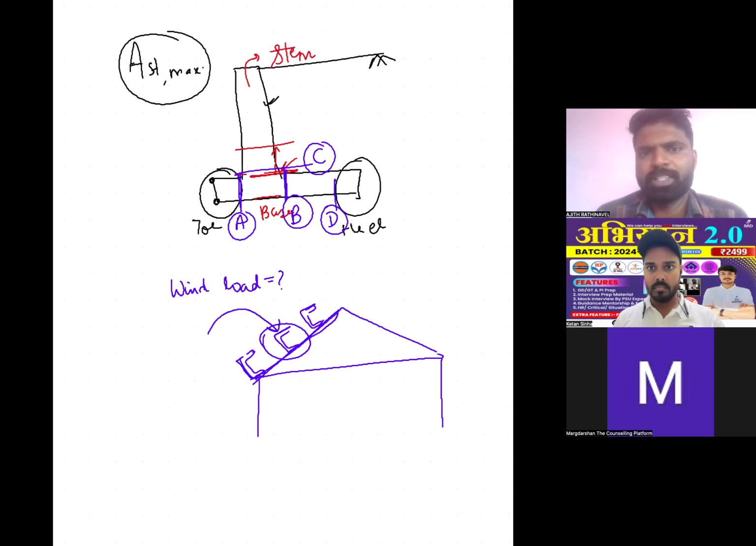Majorly three corrections, sir. K1, K2, K3. K1 is for the risk factor, sir. K2 is for the terrain factor and height, sir. K3 is for the topographic factor, sir. So are you sure about this? Yes, sir. And which code specifies these things? Sir, IS 875, sir. Which part? Part 3, sir. Okay, fine.